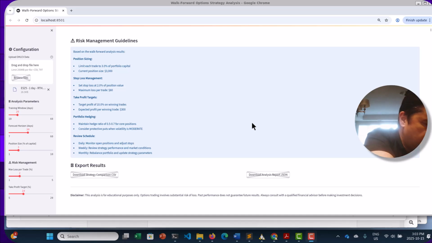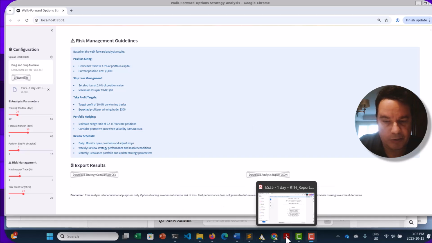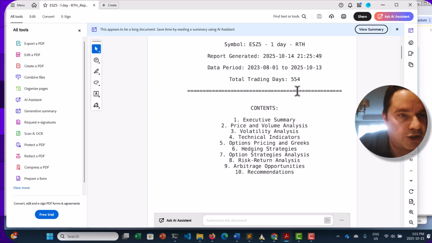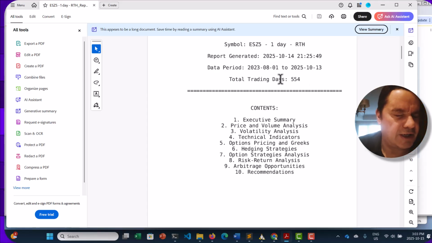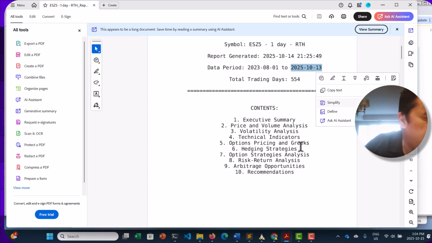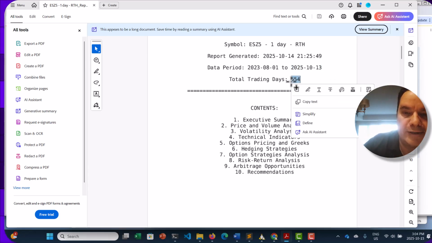Good day, everybody. Continuing where I left off in my last video, just wanted to show you here, we've got this report that I can now generate. I'm just focusing on the ES futures contract. Today is the 15th October. You can see here we've generated some data up to October 13th, 2025. We've got data covering 254 trading days.